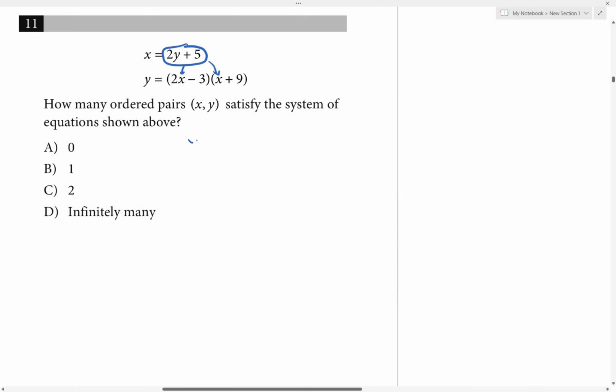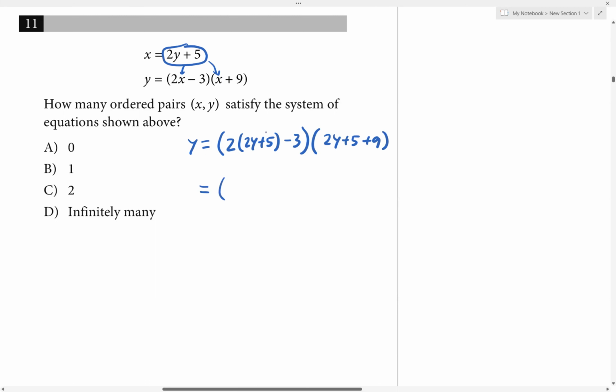So this should give us y equal to 2x, right? So instead of 2x, we're going to say 2 times 2y plus 5, minus 3. The second parentheses is x plus 9, so that would be 2y plus 5 plus 9. Okay, so you do a substitution, and then we can clean things up a little bit.